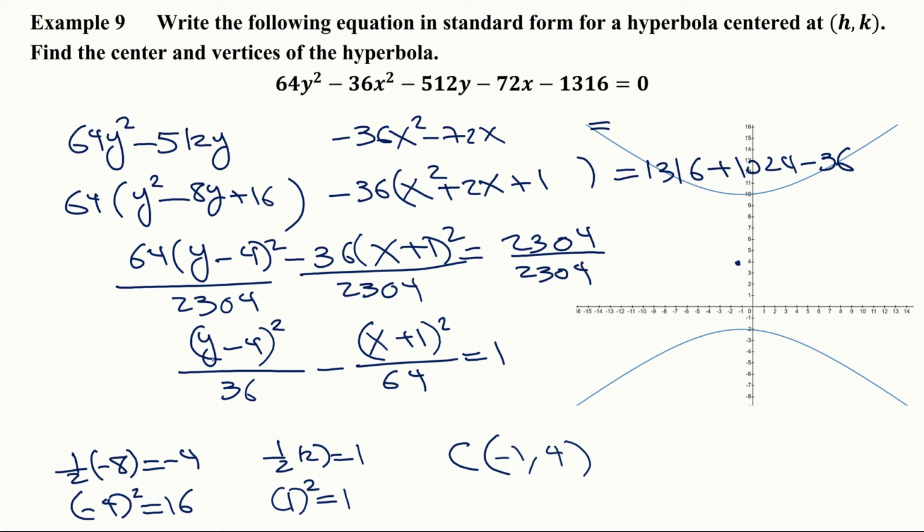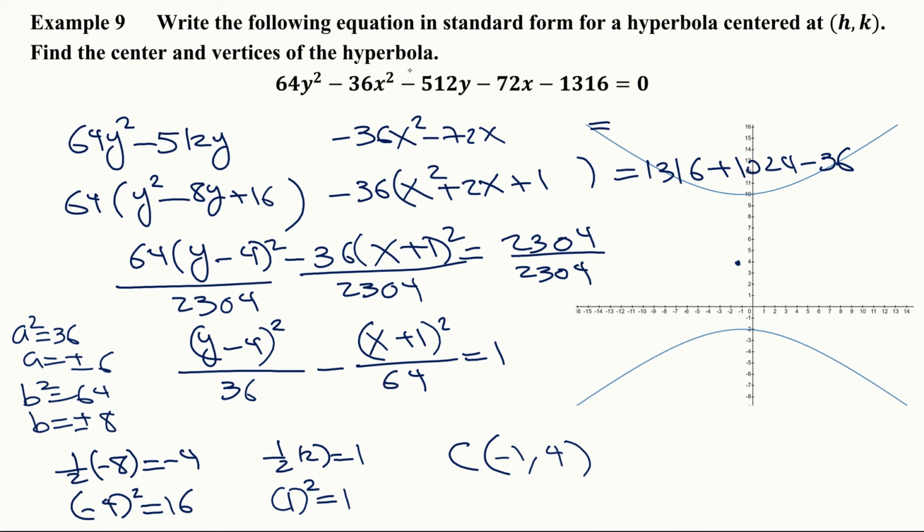And we can see that since the y term is the positive one, this is going to be an up-down parabola, and this is going to be a squared. So a is plus or minus 6. B squared is 64, so b is plus or minus 8. And that's it. So from the center, we need to go up 6, down 6, and then right 8, left 8. But since I really only want the vertices, I'm just going to do the up and down.